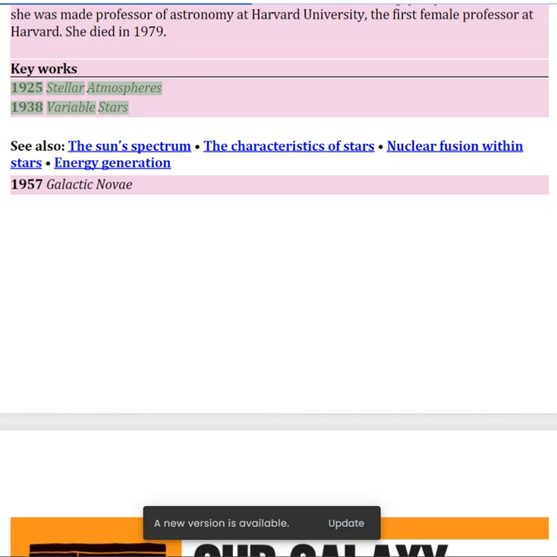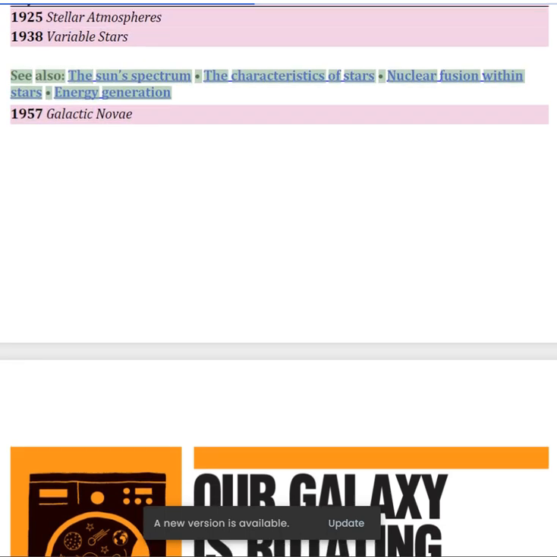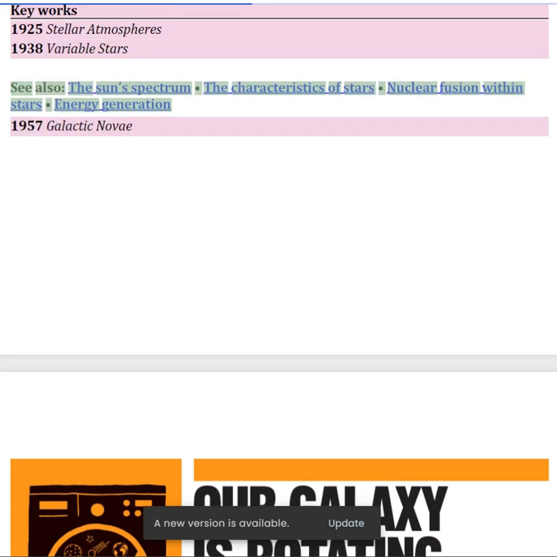Key works: 1925 Stellar Atmospheres, 1938 Variable Stars, and 1957 Galactic Novae. See also: the Sun's spectrum, the characteristics of stars, nuclear fusion within stars, energy generation.